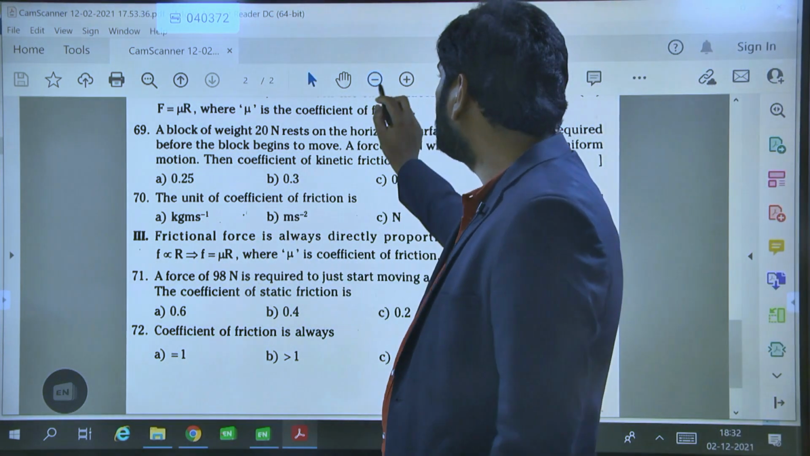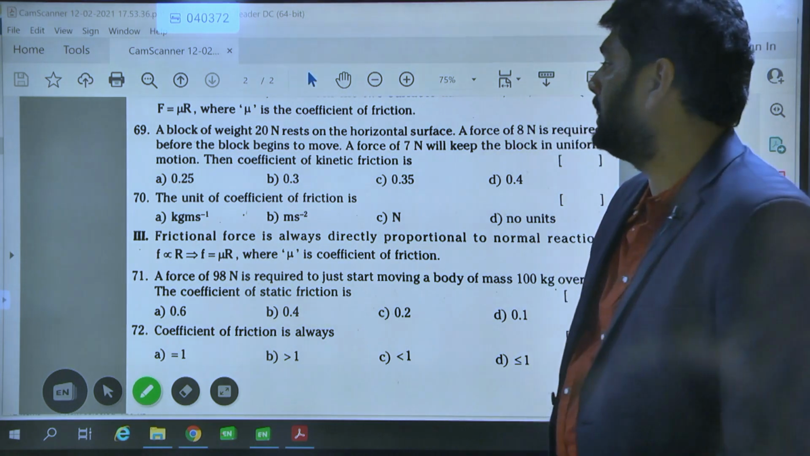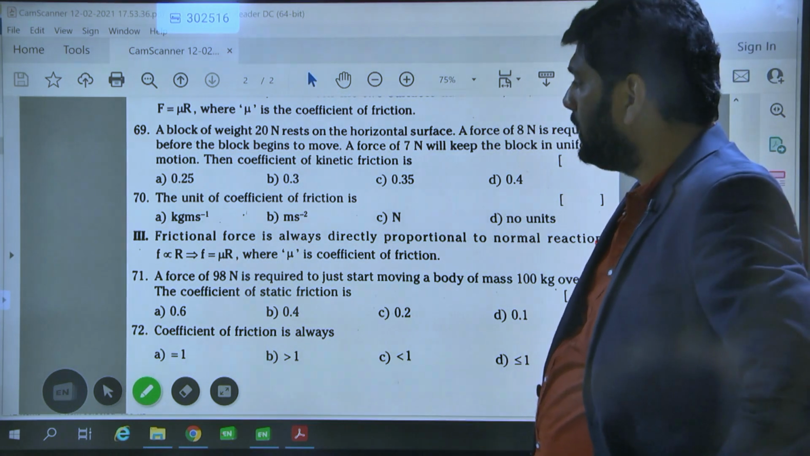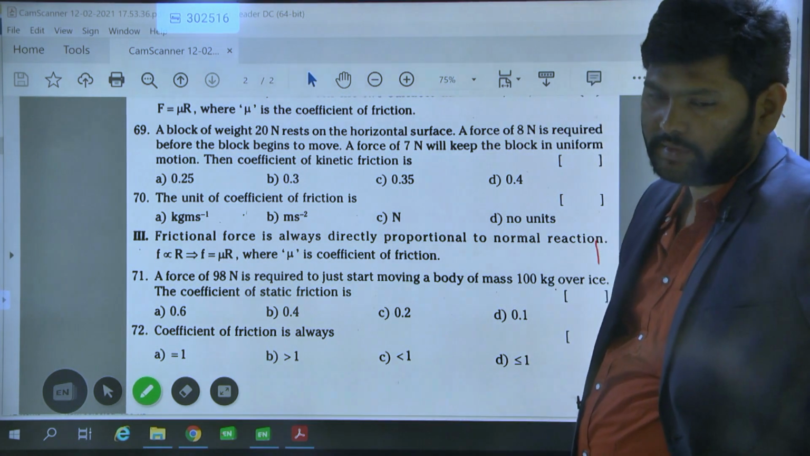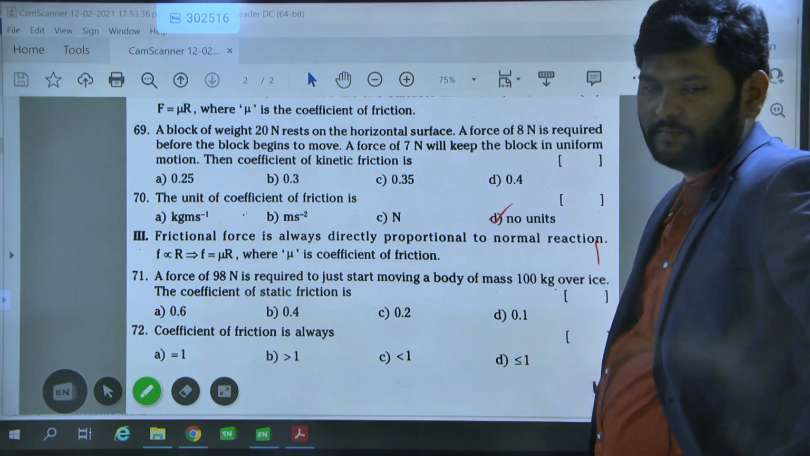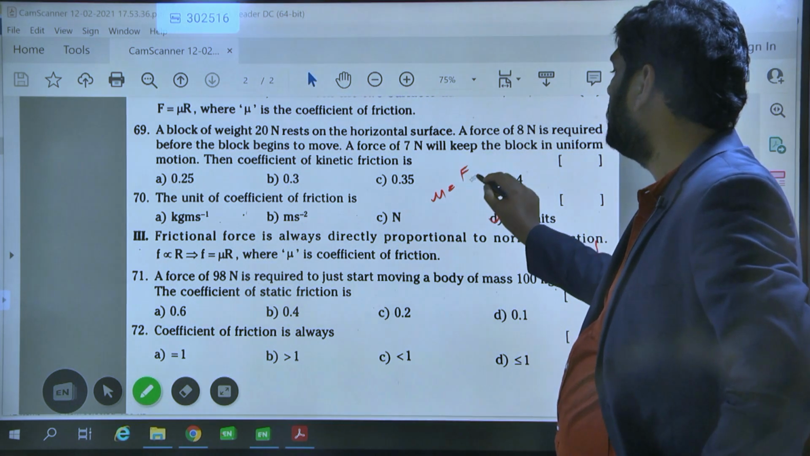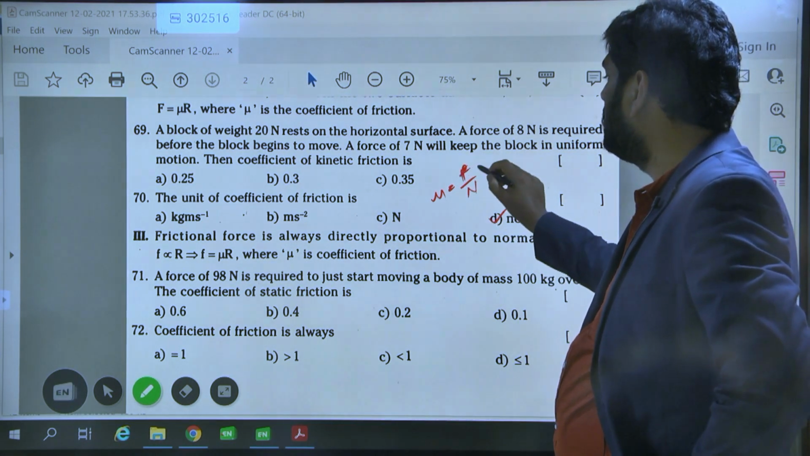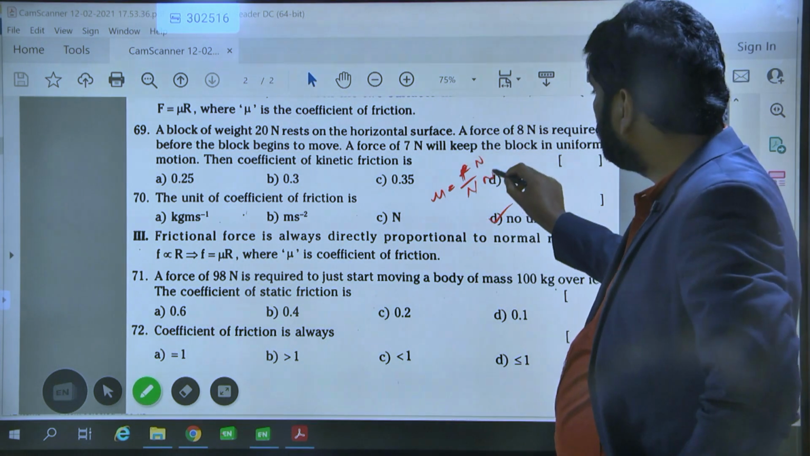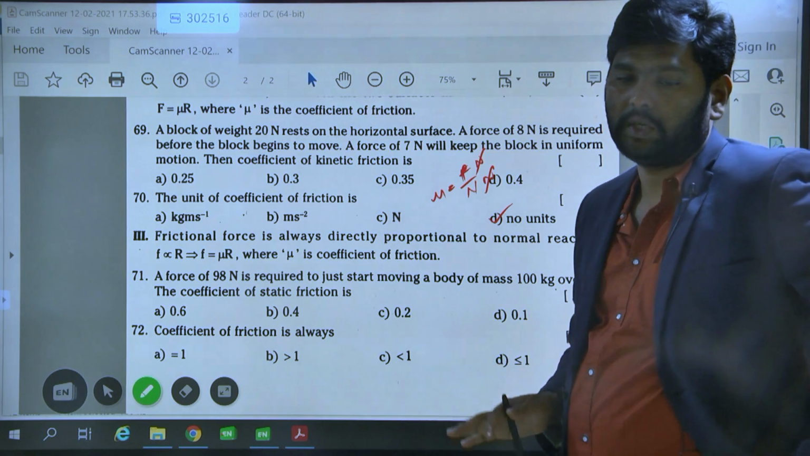Now, what is the answer to the 70th question? What are the units of coefficient of friction? No units, because the coefficient of friction mu is equal to friction force by normal reaction. Friction force has the unit Newton, and normal reaction also has the unit Newton. Both Newtons get cancelled. So there are no units for the coefficient of friction.